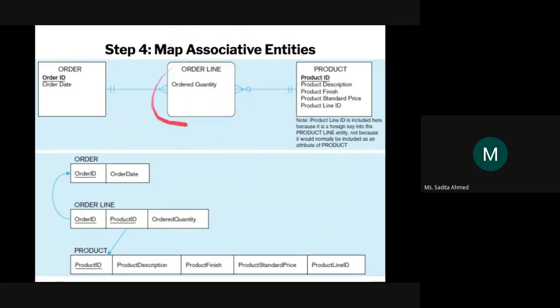This associative entity order line is associated with the order entity and the product entity. So order entity or product entity primary key gulo, order ID and product ID respectively, will bring them into the new relation, and combining those two together will make up the primary key of the new relation. As simple as that. Look at the relationships as well.